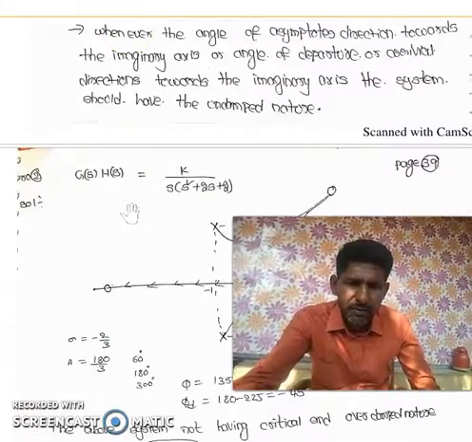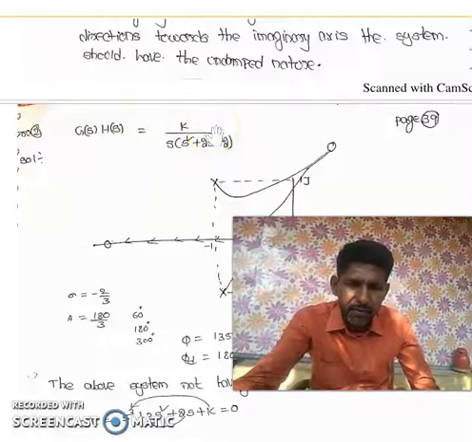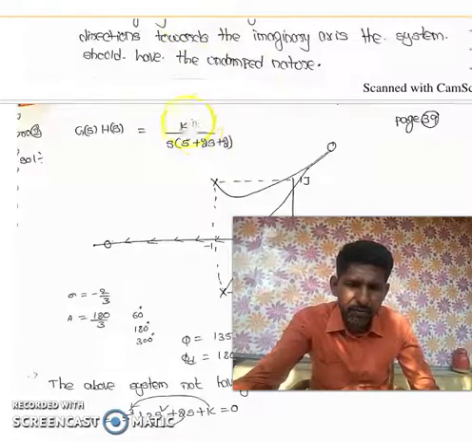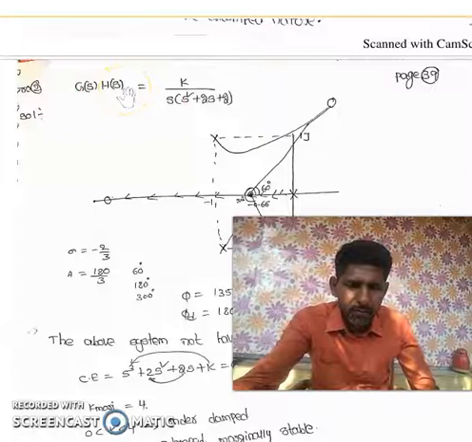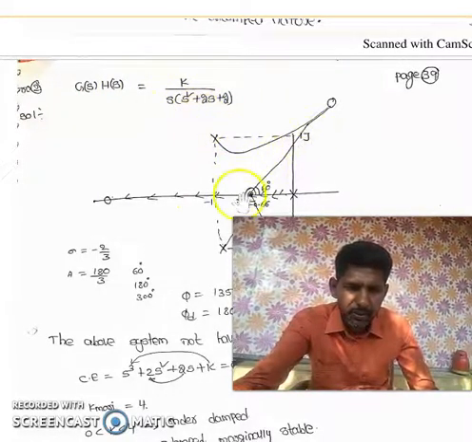Now let us consider another example. Here we are going to find all the 5 parameters for this problem. G(s)H(s) is the open loop transfer function, and we will be drawing the root locus by considering the open loop transfer function.